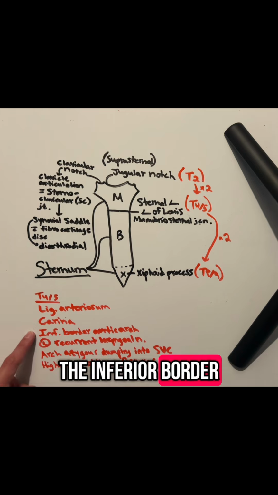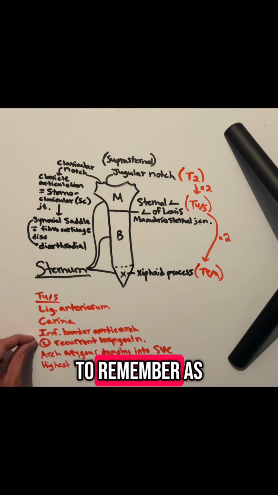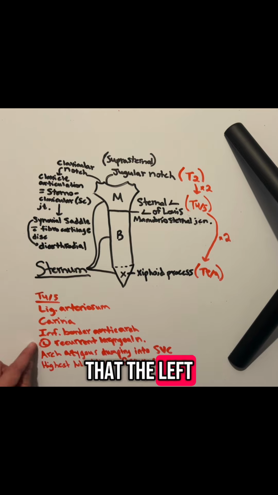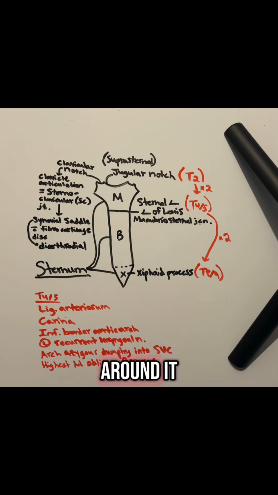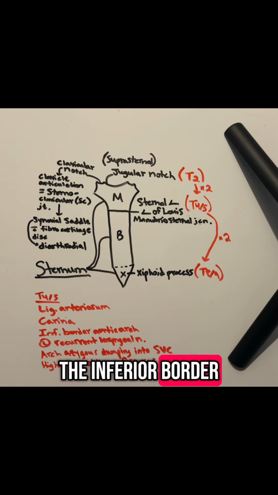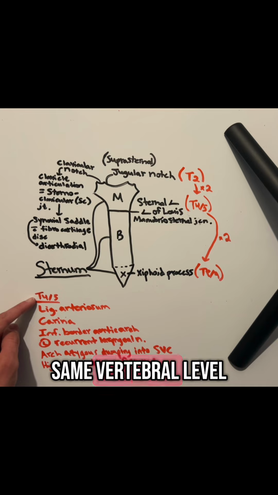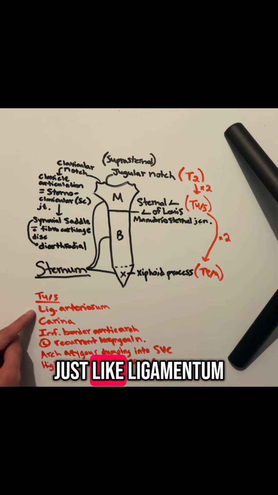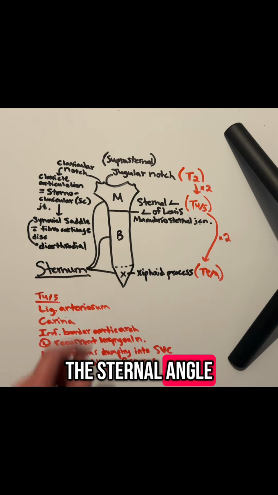We also have the inferior border of the aortic arch and the left recurrent laryngeal nerve. These are easy to remember as a group because we know that the left recurrent laryngeal nerve wraps around the aortic arch. Therefore, to wrap around it, it has to touch or come in contact with the inferior border of the aortic arch, and both of those are structures associated with the same vertebral level, T4, T5, just like ligamentum arteriosum and the carina, as well as the sternal angle.